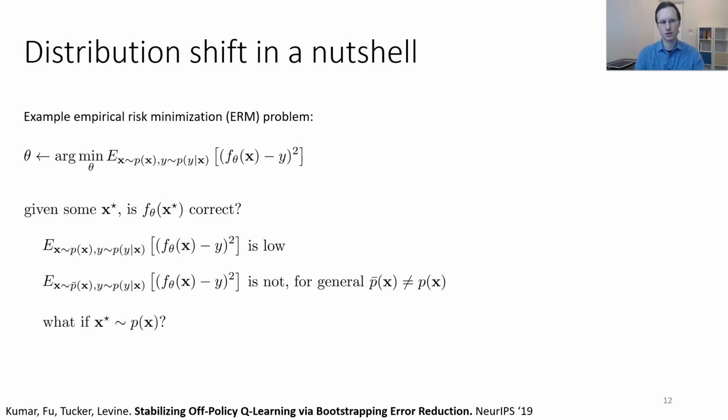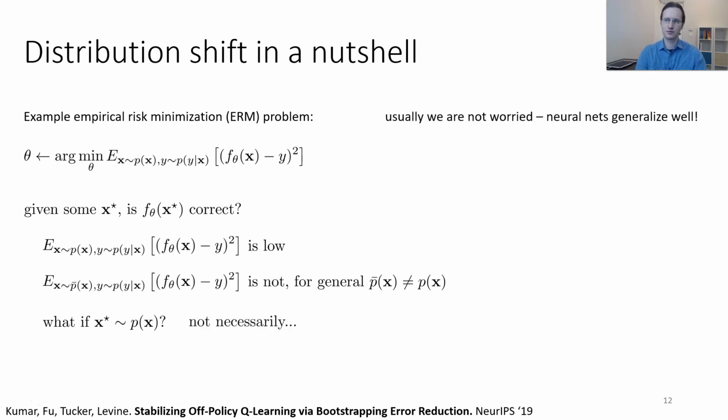But what if x star comes from p of x itself? Is that guaranteed to be correct? In general, the answer really is no, because we're minimizing the expected value of the loss under p of x. We're not minimizing the pointwise loss uniformly at every x. So this is kind of the difference between average error and minimum error. So even though x star might come from p of x, even then you can't guarantee that you'll get it right. The only thing you can really guarantee is that you'll get the right answer in expectation over p of x.